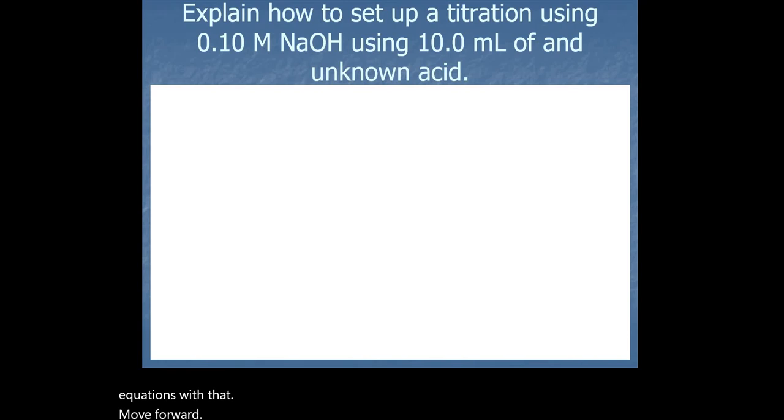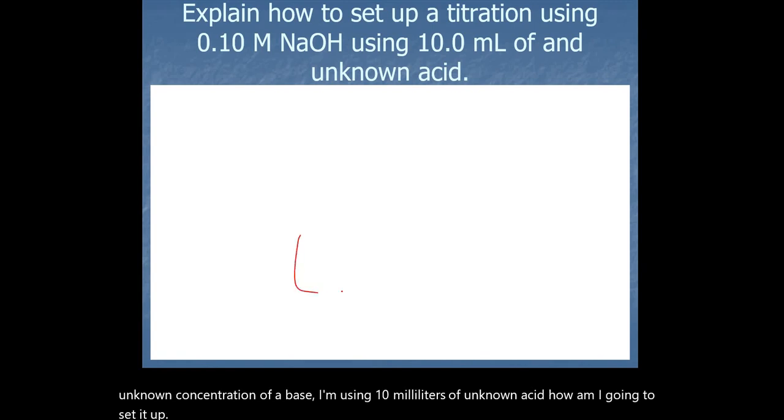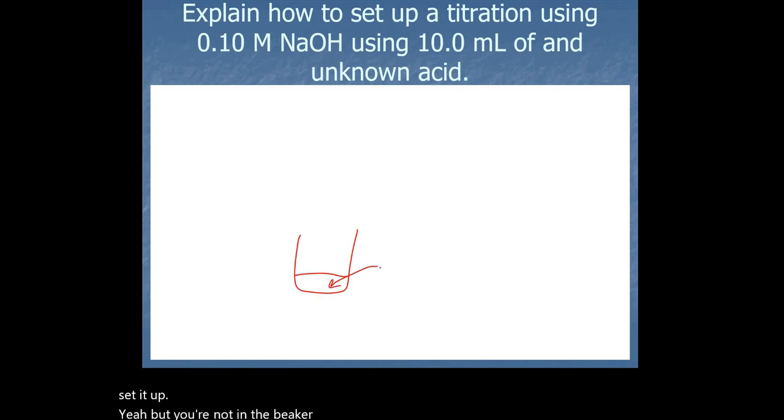Explain how to set up a titration. Okay, you tell me what we need to do. I've sort of gone over it. I have a known concentration of a base. I'm using 10 milliliters of unknown acid. How am I going to set it up? You put the unknown in the beaker at the bottom. Okay, I put the unknown in the beaker at the bottom. So here is my 10 milliliters of acid.